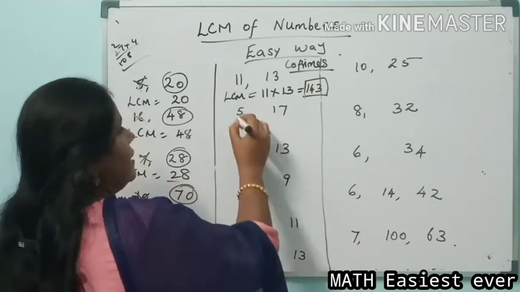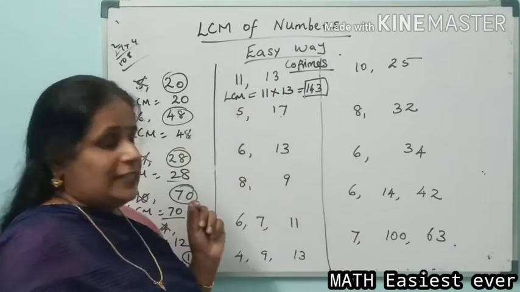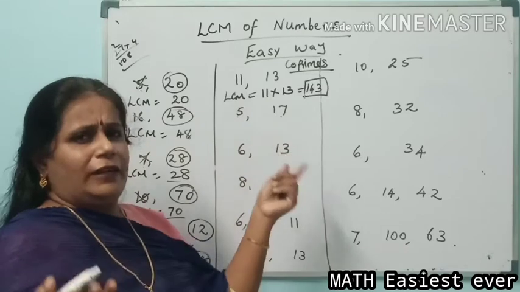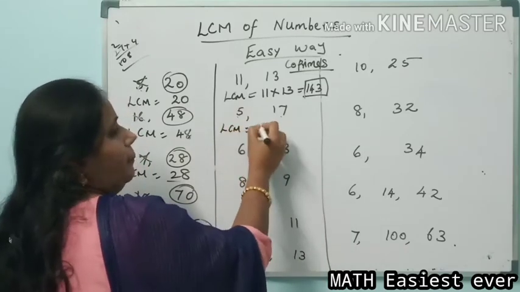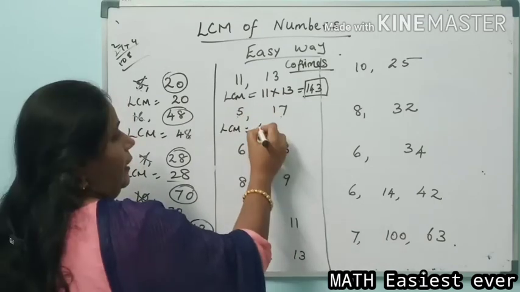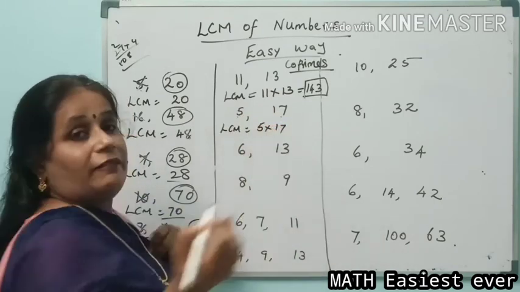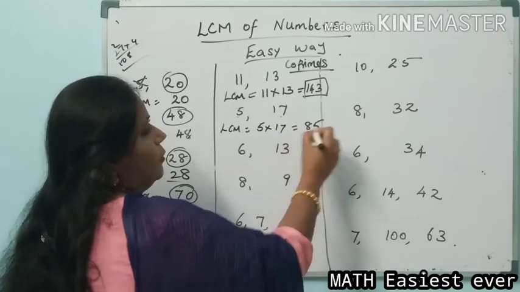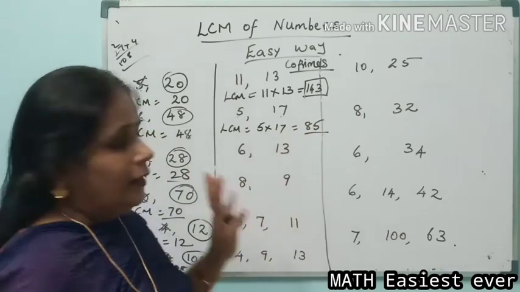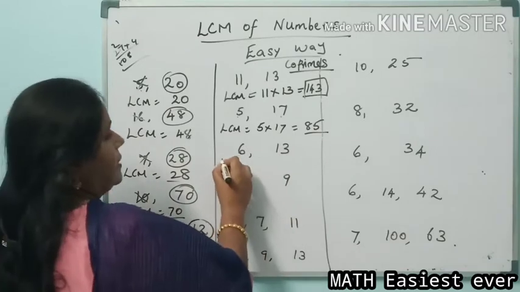Now what is the next? 5 and 17. They are primes, isn't it? They don't have any common factor. So your LCM will be the product of 5 and 17. 17 into 5 is 85. So the LCM is 85. Okay. Next one. What is the next number?